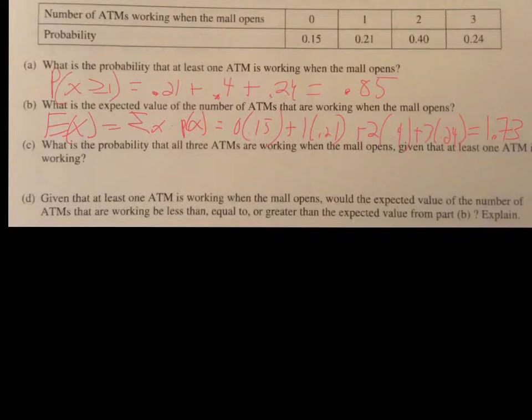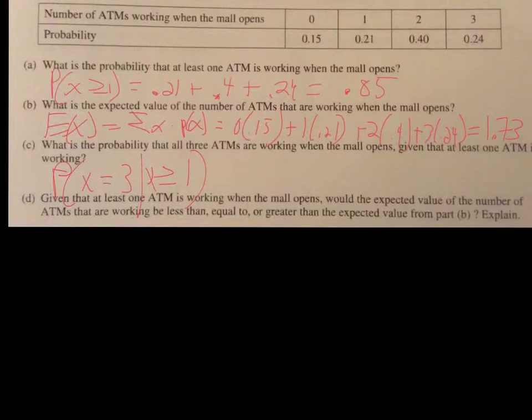What is the probability that all 3 ATMs are working when the mall opens, given that at least one is working? So this is talking about the probability that all 3 are working given at least one is working, that x is at least 1. So really, instead of saying all 3, I'm going to say the probability that x equals 3 given that x is at least 1.